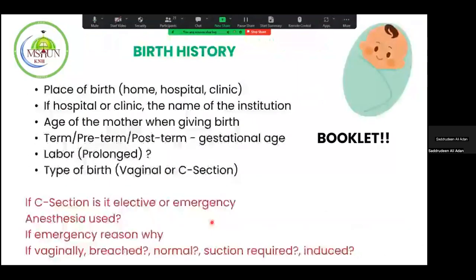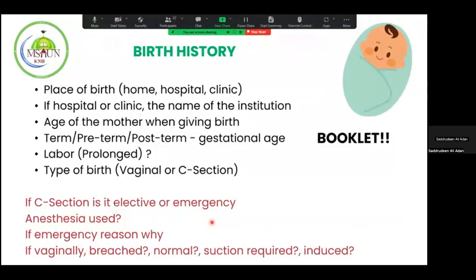So for the birth history now, ask about the place of birth. Was it a home birth? Was it at the hospital? Was it at a clinic? And if it's a hospital or clinic, the name of the institution.